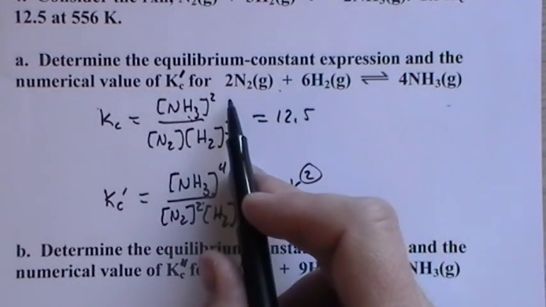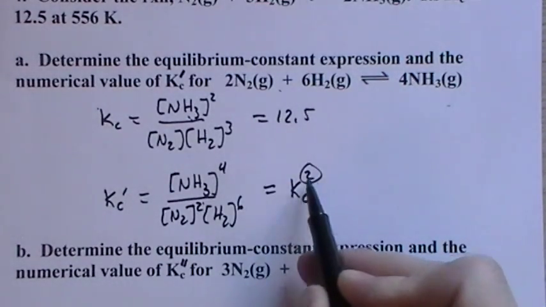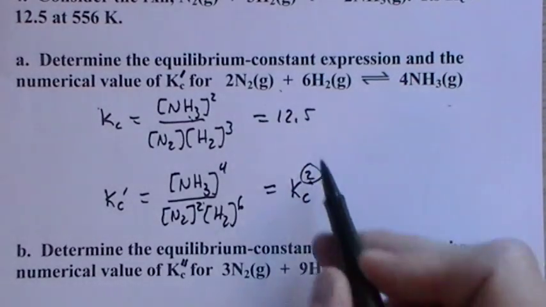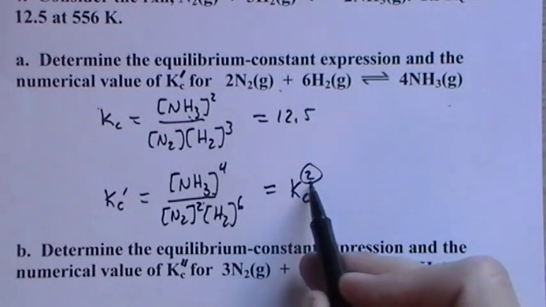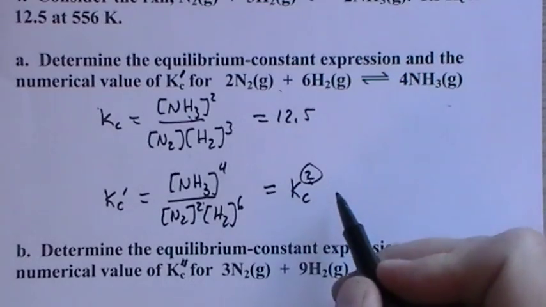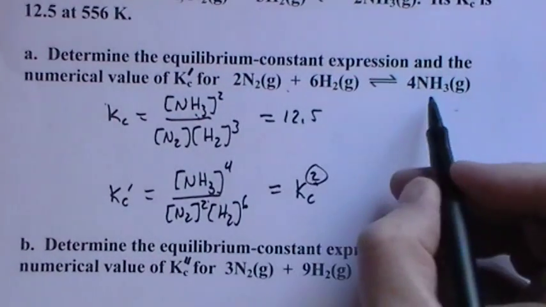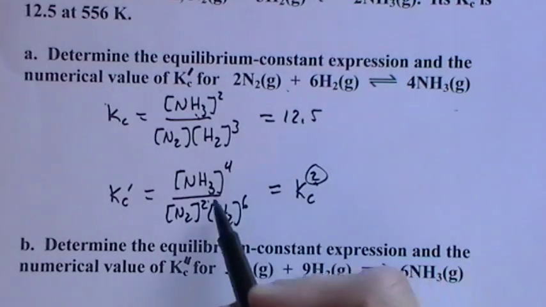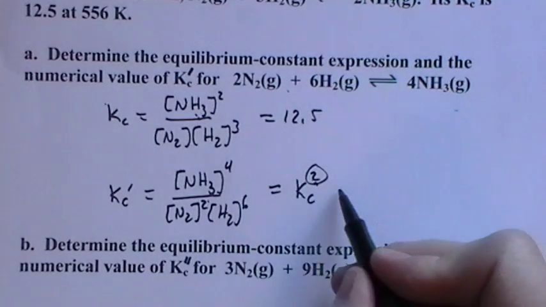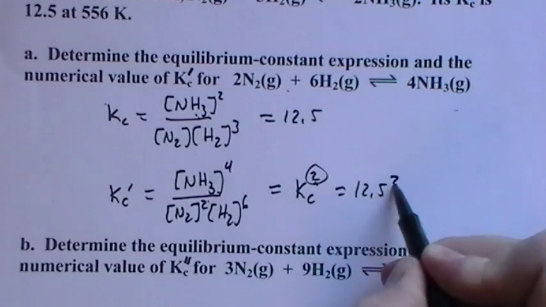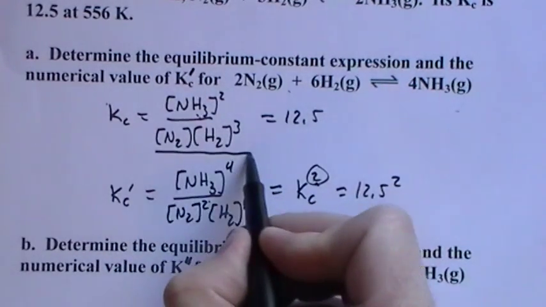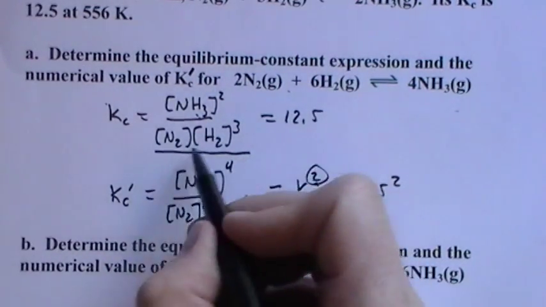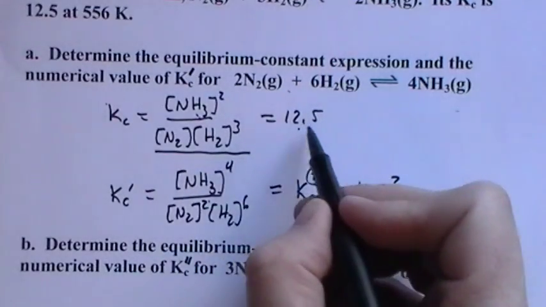If we had multiplied through by 3, this would be a 3 here. If we had multiplied through by 7, that would be a 7. If we multiplied through by 1/2, this would be 1/2, or the square root. So whatever we multiply through by from the original equation, that's what we raise this Kc value to. So this is going to be 12.5 squared. So you can see it. This ratio is equal to 12.5.